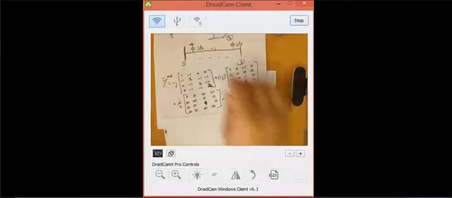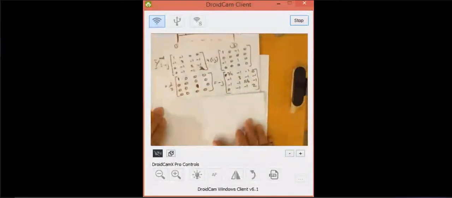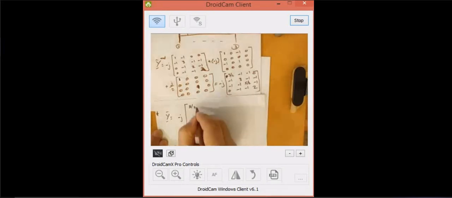Okay, let's say we have this network with a matrix. The Y is equal to minus j times the matrix 3/2, minus 1, minus 1, 0; minus 1, 3, minus 1, minus 1; minus 1, minus 1, 5/2, 0; 0, minus 1, 0, minus 1, 2. Okay, let's say this is my network.